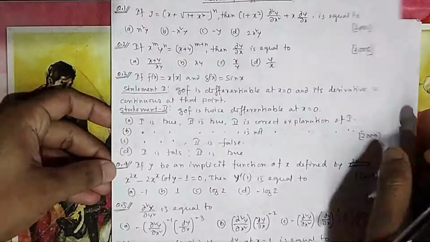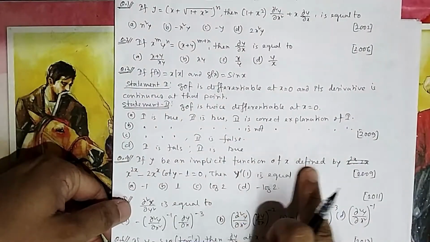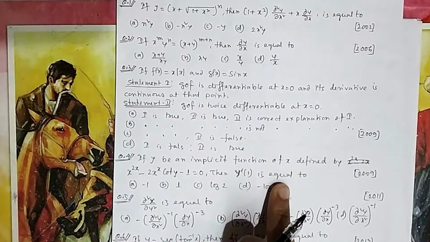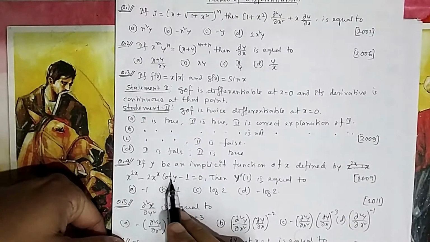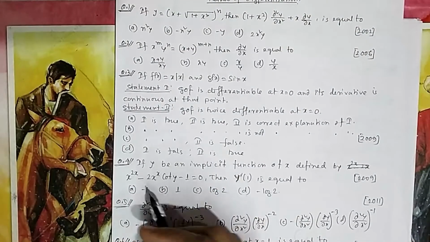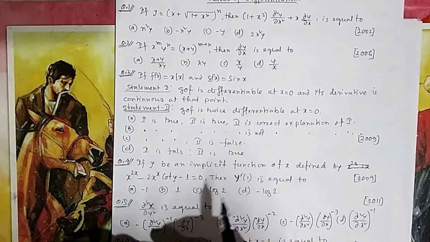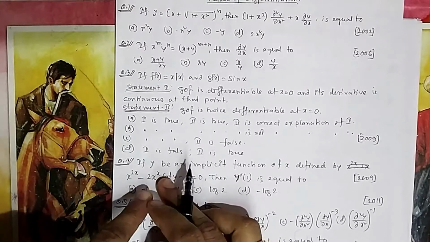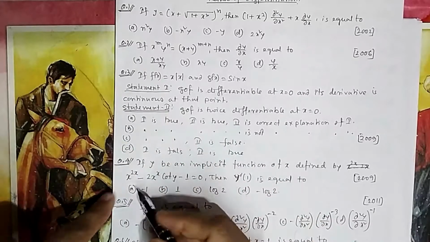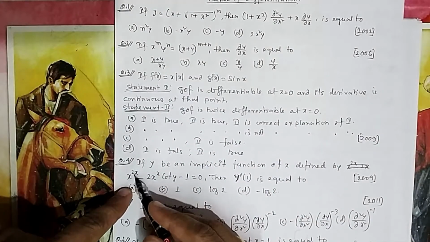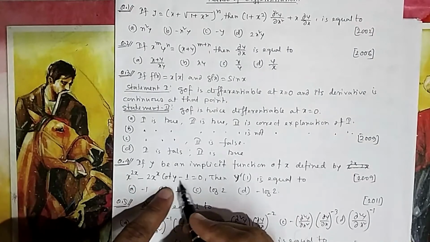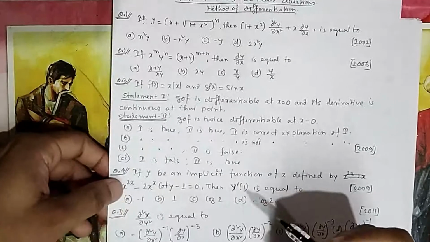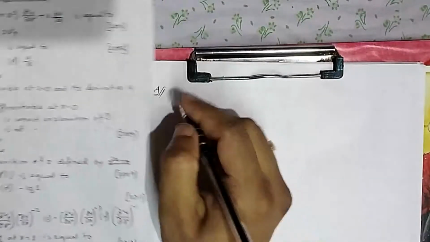Now if we come to question number 4, if y is an implicit function of x defined by this, then y dash 1 is equal to, okay. So it is an implicit function with power to the power. Generally in the case of an implicit function we directly differentiate it, and it is implicit means it is a mix of x and y. When it is a function on top of another function, generally we take log, but here it is not possible to take log because for log of a minus b there is no formula. So you have to differentiate it directly.